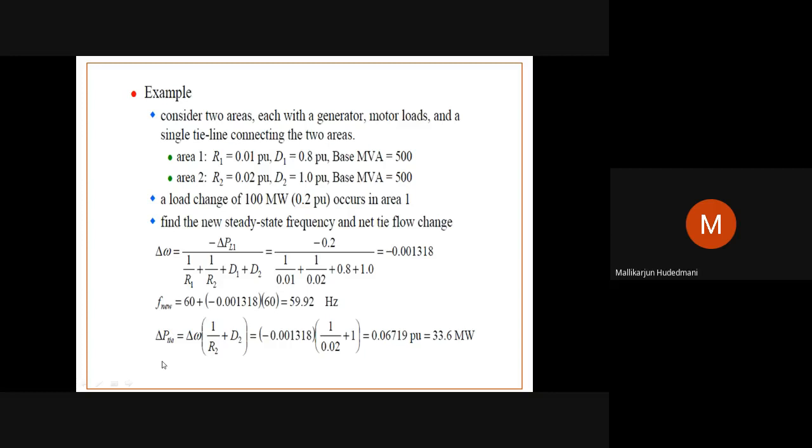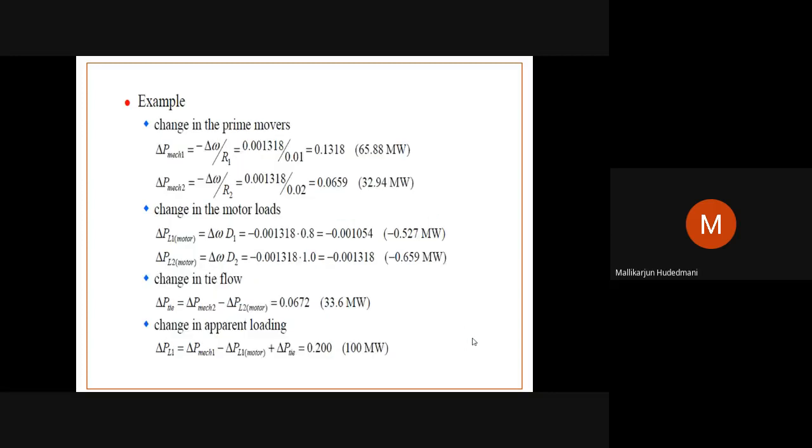Power flowing on the tie line due to the change in load in area 1 can be quantified as delta omega into beta 2. Beta 2 stands here as 1 by R2 plus D2. On substitution, we get 33.6 megawatt flow here. Very simple problem using the equations. Let us move to the next one.